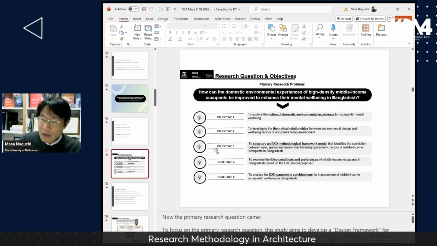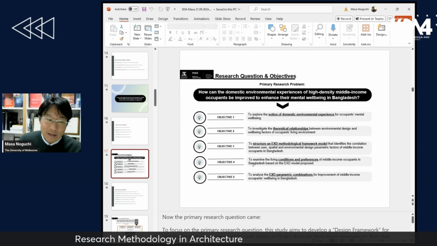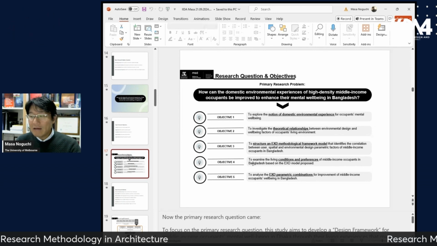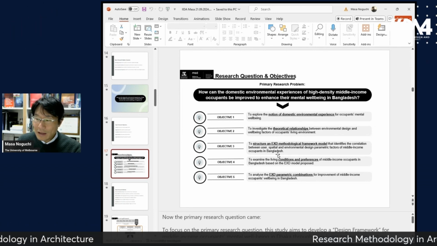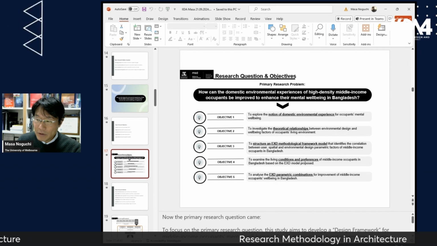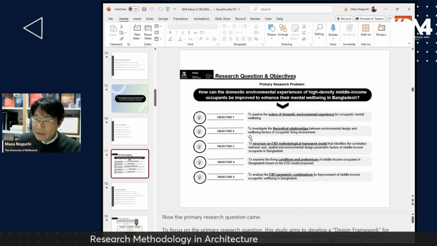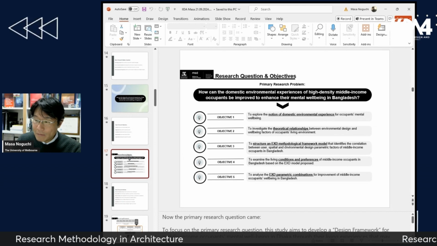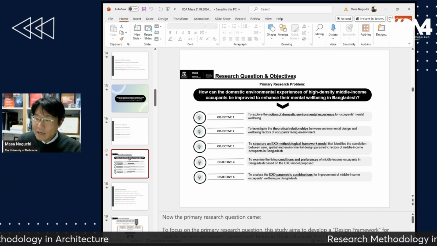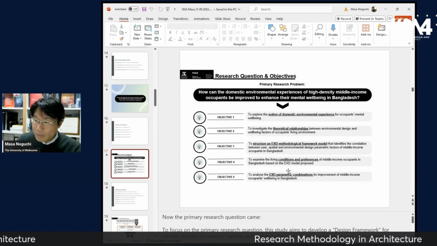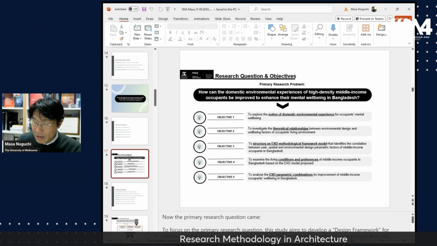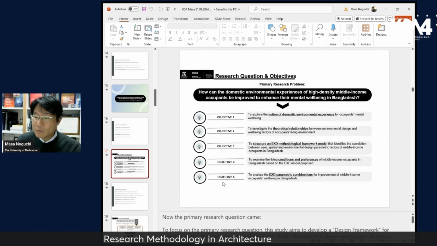So that means objective four is to collect user data as to their living conditions and preferences. And this data was put into the methodological framework in order to identify the combination of the three bubbles. Okay, three bubbles.